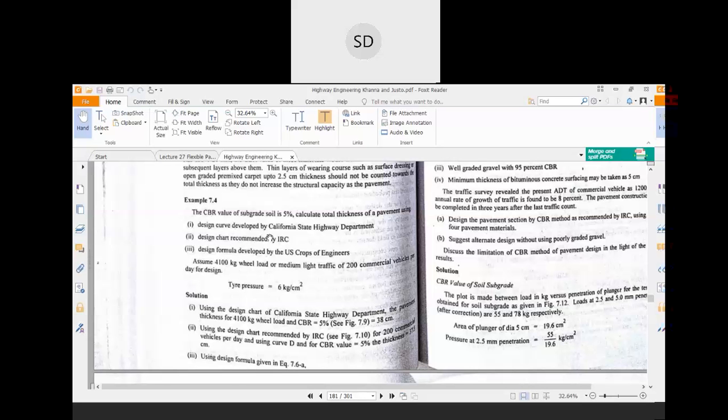So based on the CBR values and the traffic over that area, we will calculate the future traffic, and after that there are some design charts based on the CBR value and the traffic in million standard axles, MSA. So based on these two charts, we can directly find out what is the total thickness of the pavement and consecutively the thickness of different layers.